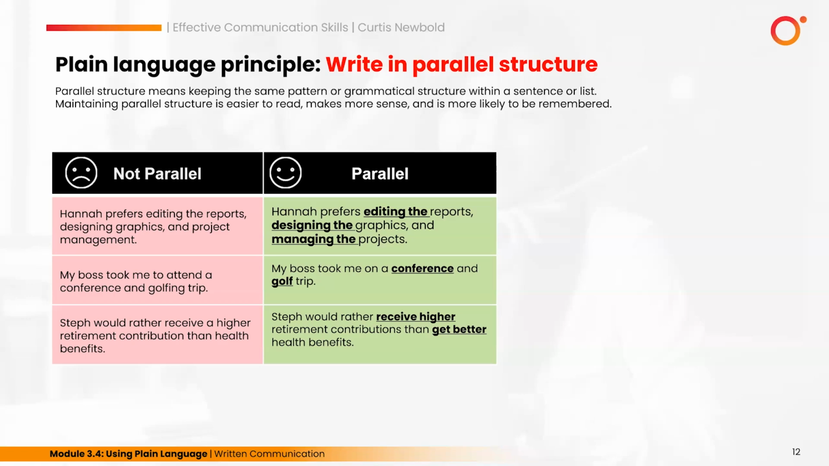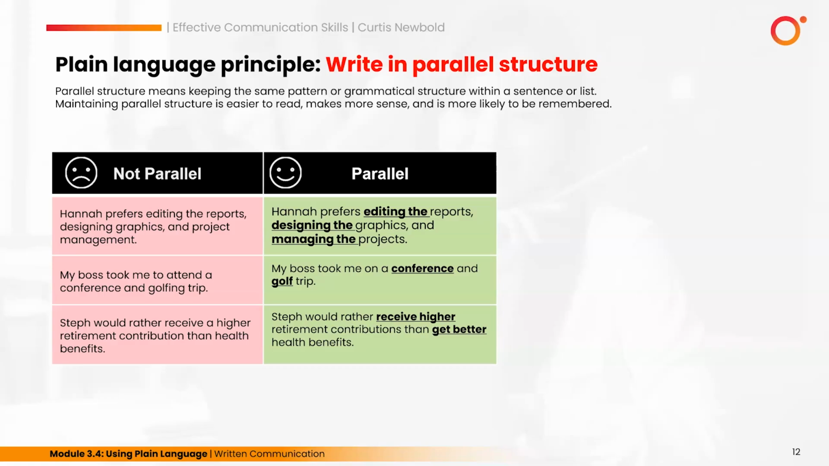Okay, and then the last sentence there: Steph would rather receive a higher retirement contribution than health benefits. Again, rather receive is starting with a verb. If we want to make that parallel, we do that same thing on the right: Steph would rather receive higher retirement contributions than get better health benefits. And that follows a parallel structure.